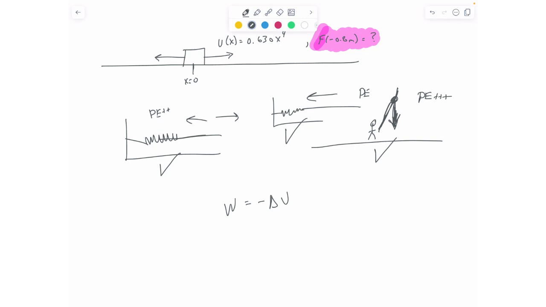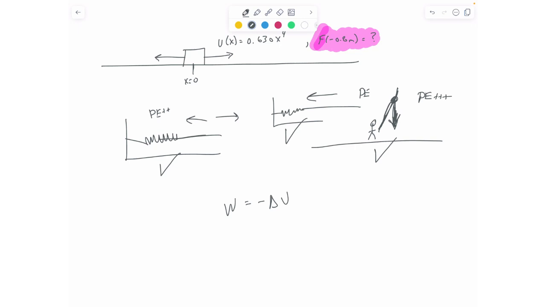Remember, when something is going up, its potential energy is increasing, but the actual work due to gravity is negative work, because it's going against the displacement. Okay, so that's cool. So what is work?